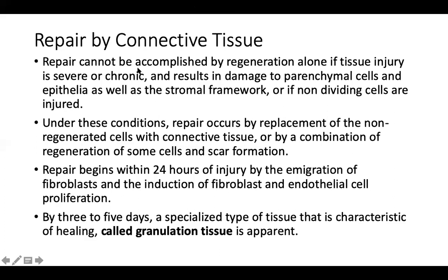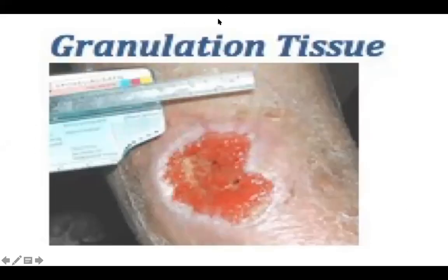The comment is that repair cannot be accomplished by regeneration alone. If tissue injury is severe or chronic and results in damage to parenchymal cells and epithelia as well as the stromal framework, or if non-dividing cells are injured, we are going to have a process that is called repair by connective tissue.